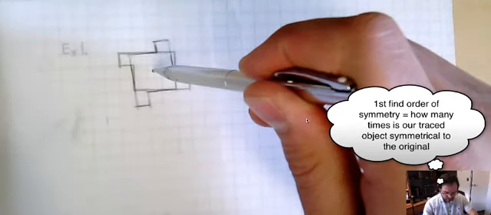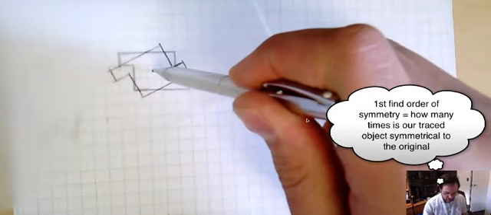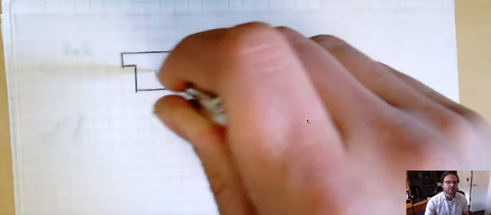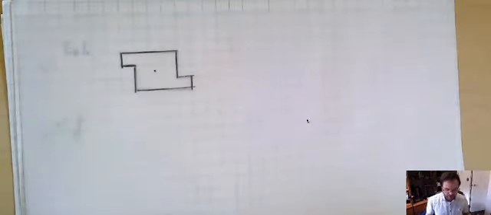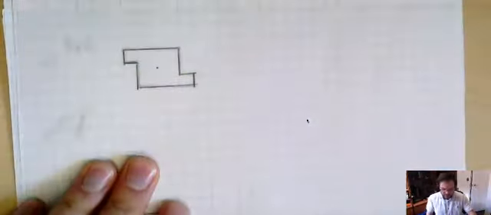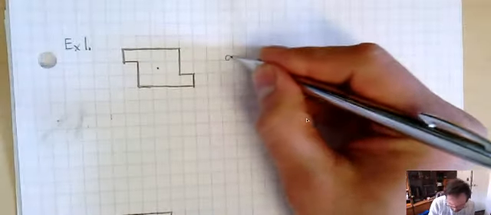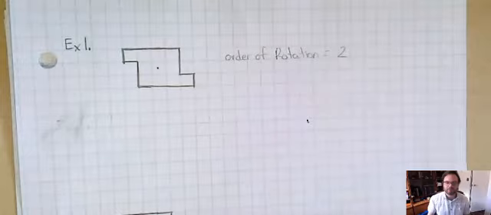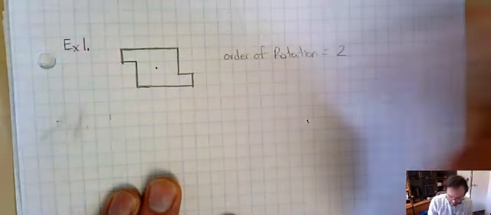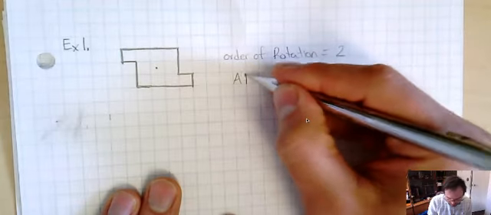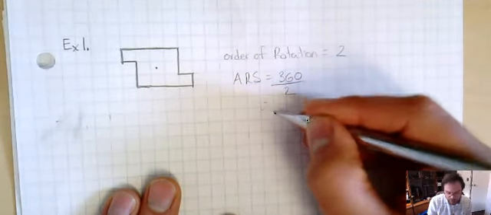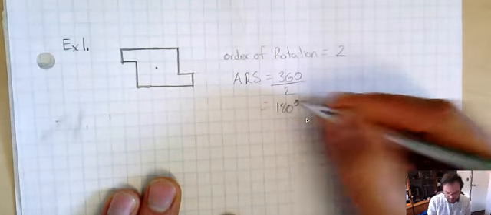So I rotate, and I look at what my order of symmetry is first, and I rotate it once to get it symmetrical, and then I rotate it. I have an order of 2, so twice am I symmetrical when I rotate it 360 degrees. So looking at this here, I know my order of rotation is equal to 2. Now what that means is that my angle of rotational symmetry is equal to 360 divided by 2, which is equal to 180 degrees.